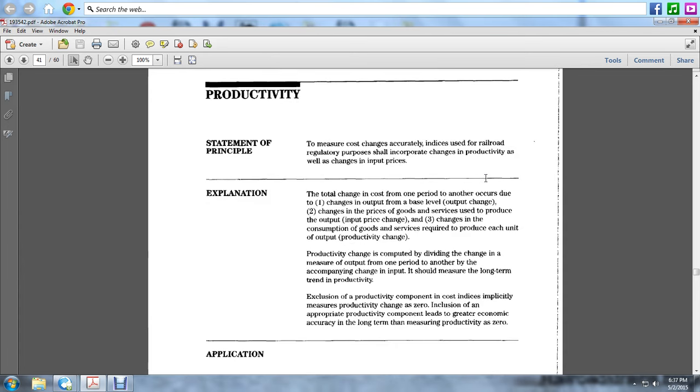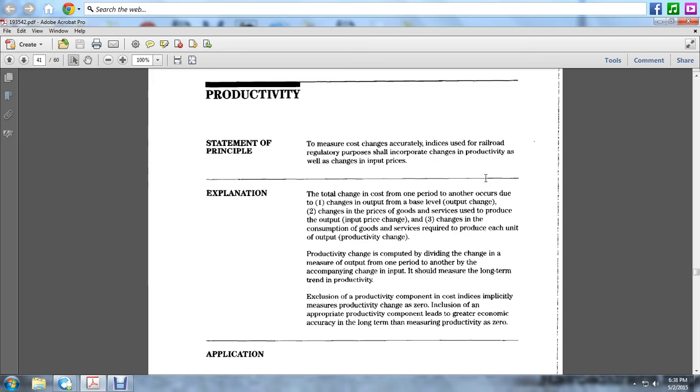Productivity. Statement of the principle. To measure the cost changes accurately, indices used for railroad regulatory purposes should incorporate changes in productivity as well as changes in input prices. Explanation. The total change in cost from one period to another occurs due to: one, changes in output from the base level; two, changes in the price of the goods and services used to produce the output, the input price; and three, the change in the consumption of the goods and services required to produce each unit of output.